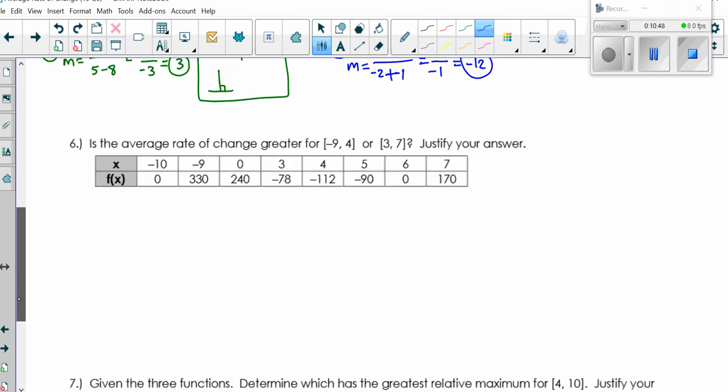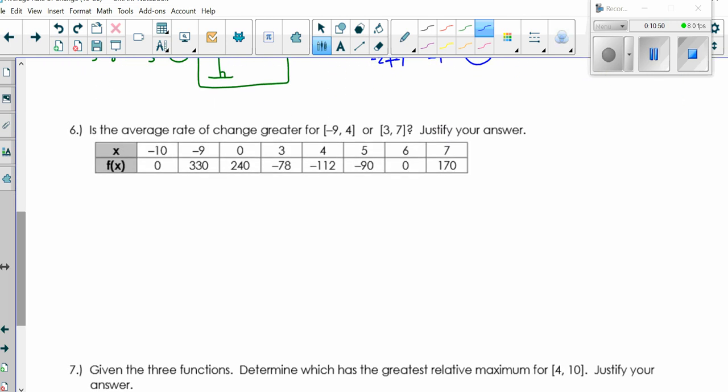All right. Number 6 says, is the average rate of change greater from negative 9 to 4 or 3 to 7? The only way to answer this question is to find the average rate of change for both so that then we can compare them, okay? This would be another place where it would be nice for you guys to pause and try it on your own. But before you pause, notice that we have a table of values.